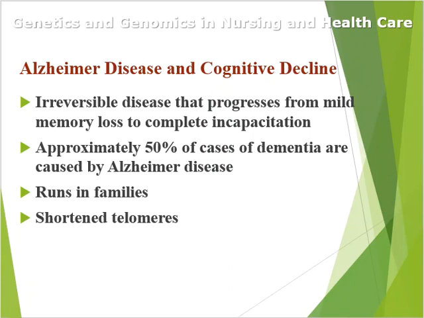Okay, Alzheimer's disease and cognitive decline. It's an irreversible disease that progresses from mild memory loss to complete incapacitation. About 50% of cases of dementia are caused by Alzheimer's disease. It does run in families, and it's associated with shortened telomeres. You remember telomeres are those repetitive sequences of DNA at the tips of the chromosomes.